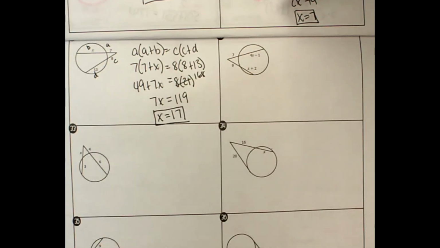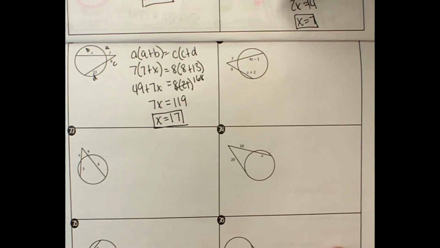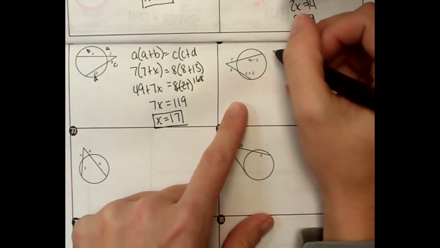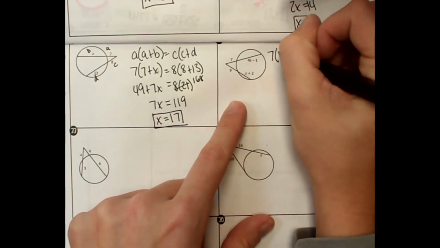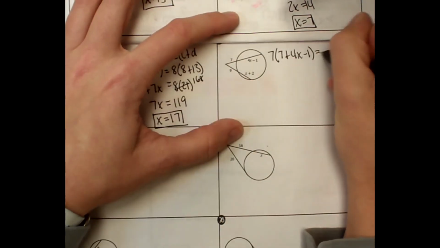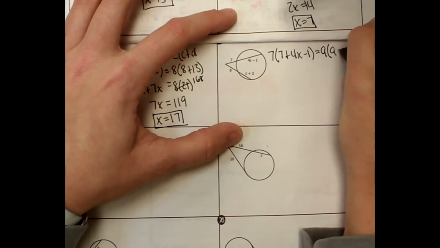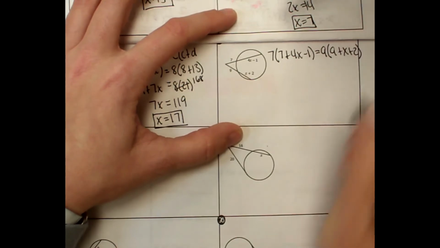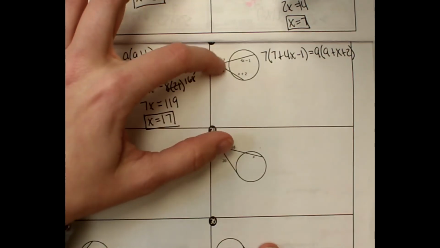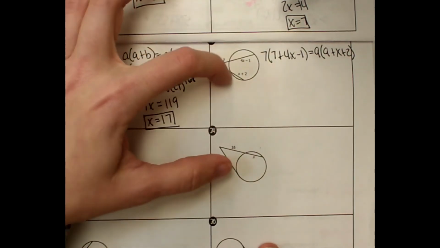So that's your secants. Now I don't want to do all of them, but let's go ahead and do this one right here. It's going to be the outside times the outside plus the inside is equal to the outside times the outside plus the inside. That's how I remember with secants: outside times outside plus inside, outside times outside plus inside.